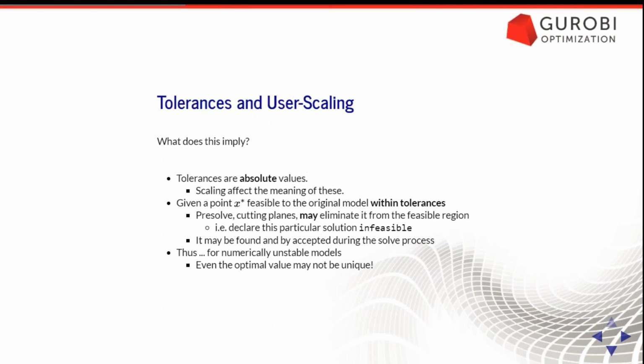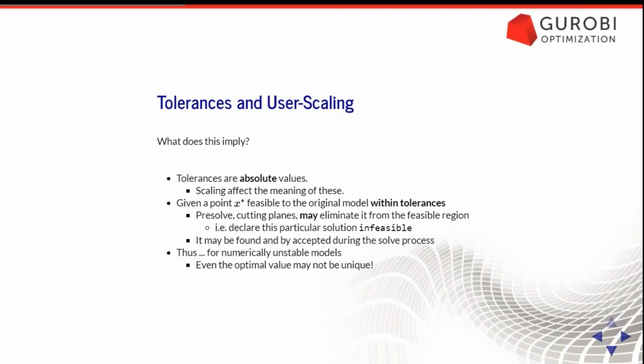First, the tolerances that I was describing before, they are absolute quantities. They won't change depending on the input numbers that you give. So if you change the scale of a constraint or of a variable, the meaning in terms of these tolerances will change. And you have to be careful about that. I'm going to talk a bit more about it.